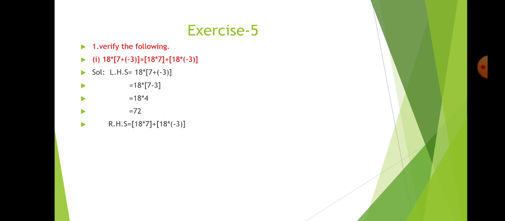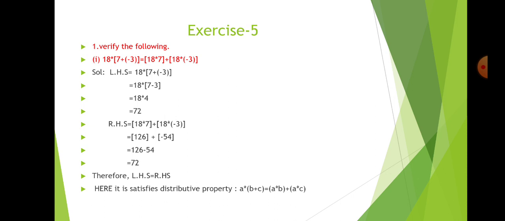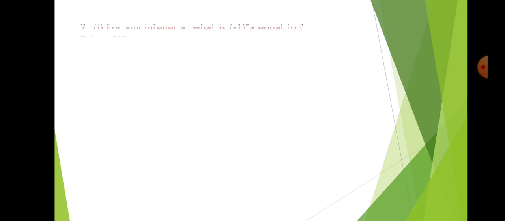And take RHS. Remove the bracket. For that, 18 into 7, 18 7s are 126, plus 18 into minus 3, 18 3s are 54, it has minus. 126 minus 54 is 72. Observe LHS and RHS are both equal. Okay children, second one is an example, so this follows the distributive property. Now the second question is, for any integer a, what is minus 1 into a equal to?